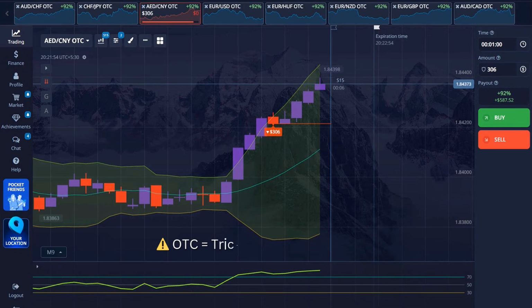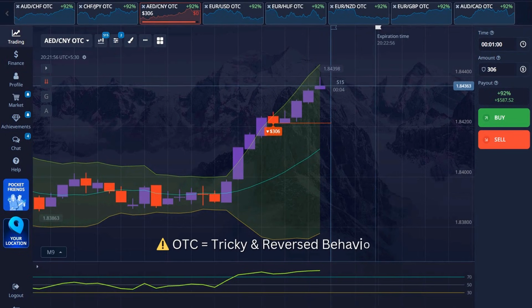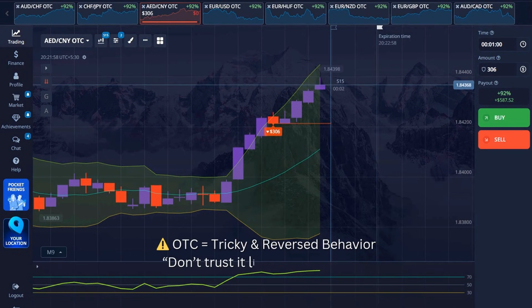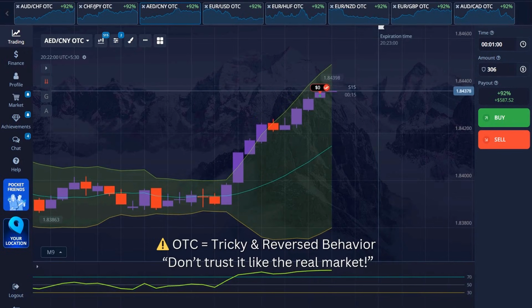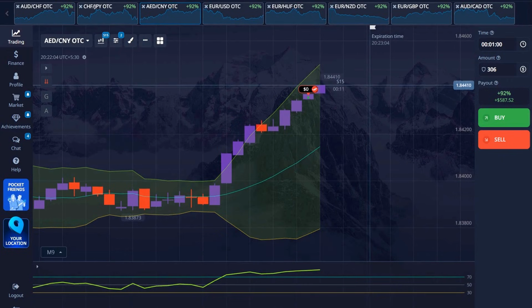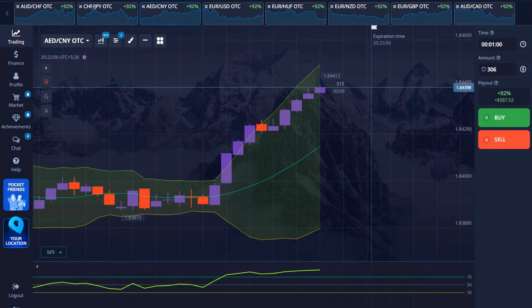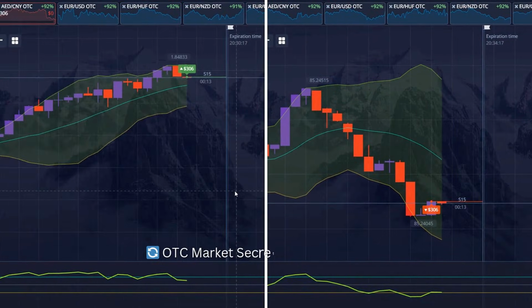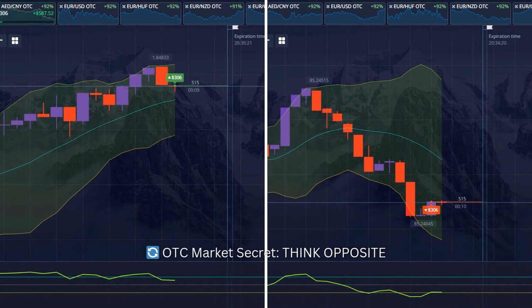But wait, something strange happens. Even though all the signals were perfect, the trade still loses. Why? Because this is the OTC market, and it doesn't follow real market behavior. It's often manipulated or behaves in reverse. If we trade it like the real market, we get trapped. So here's the trick. To win in OTC, we need to do the opposite of what we do in the real market.